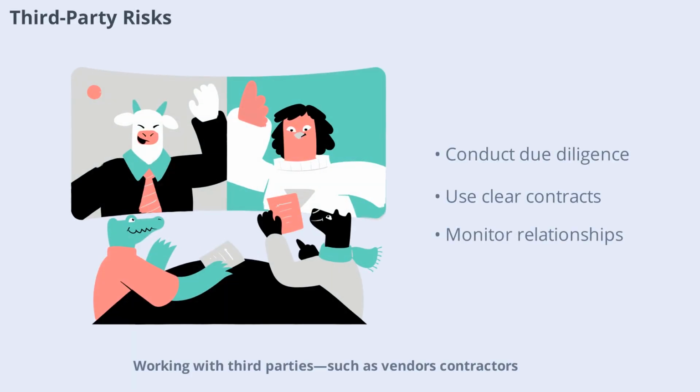Working with third parties such as vendors, contractors, or partners introduces additional risks. These can include data breaches, compliance issues, or service failures. Managing third-party risks involves thorough due diligence, clear contracts, and ongoing monitoring. Strong relationships and oversight help reduce exposure.